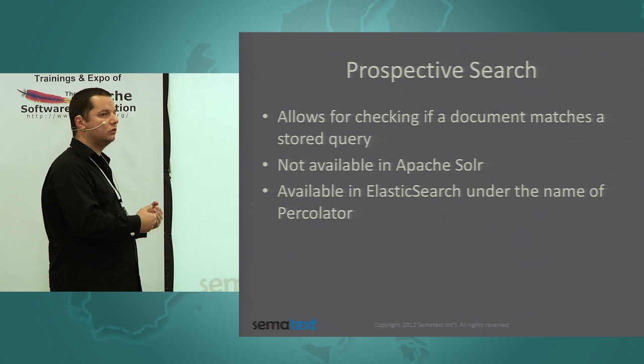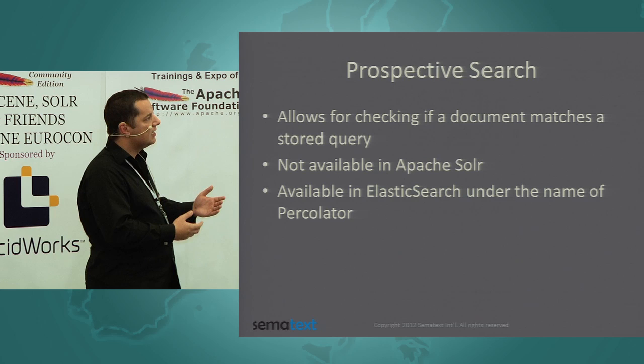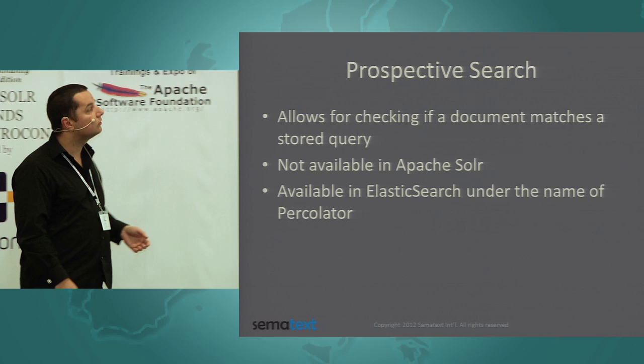For example, imagine an alerting functionality that you use to monitor social network services. When a brand, for example Coca-Cola or anything like that, comes up, you want a query that matched it to show up. That's what prospective search can be used for.